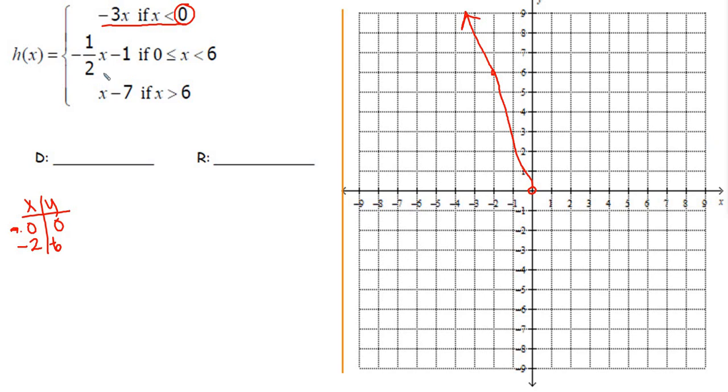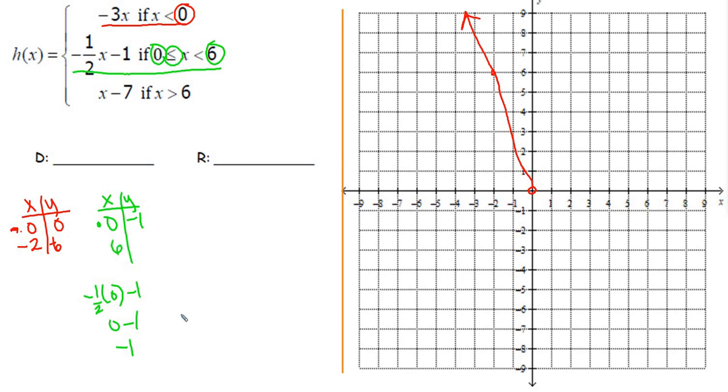Move on to our second linear equation. Again, this one has two endpoints, 0 and 6, so those are the two I'm going to use to graph. When I plug in 0, I get -1/2 times 0 minus 1, which gives me 0 minus 1, which is -1. It has an equal to symbol, so I know that's going to be a nice little closed dot.